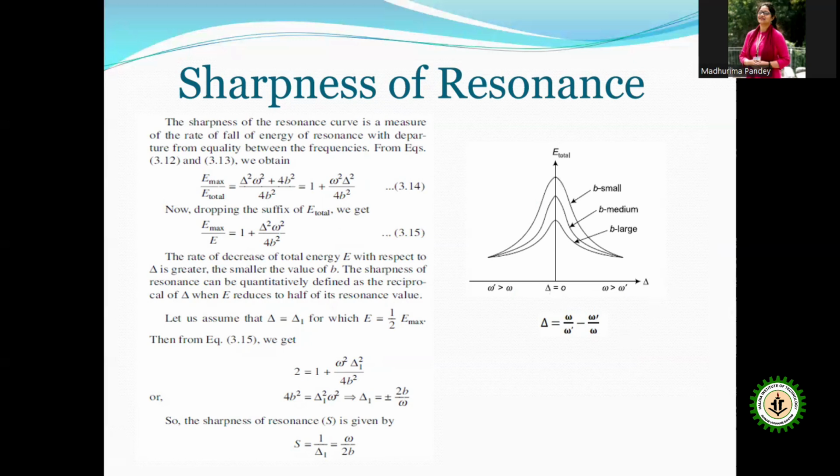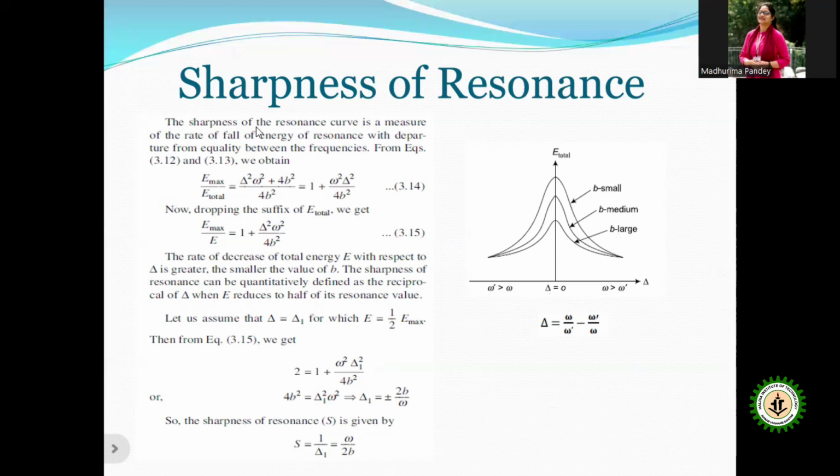Now, the question is, if our system is not in the resonance condition, that means omega is not equal to omega prime, then what are the options? Omega can be greater than omega prime, which we have shown here, or omega can be less than omega prime. So in that case, what will be the nature of the total energy? Will it still be at maximum or will it fall down? It will fall down because the resonance condition does not appear in this zone and in that zone. And that is basically called the sharpness of resonance.